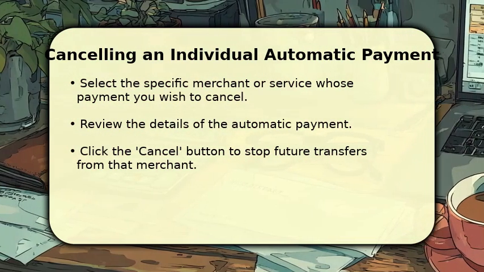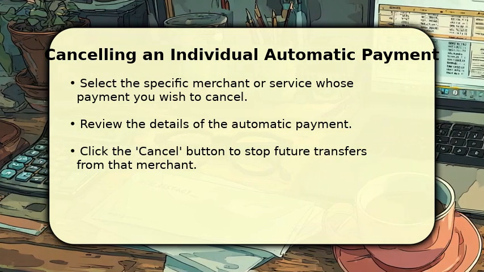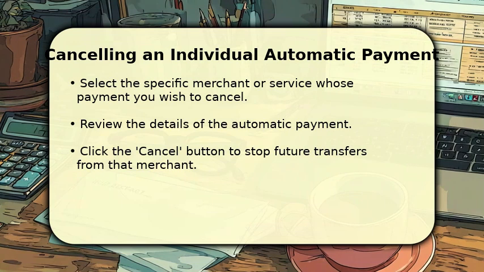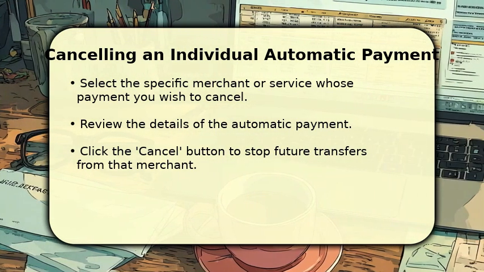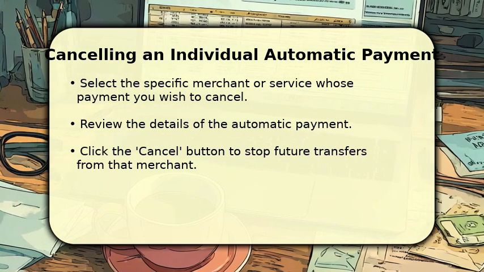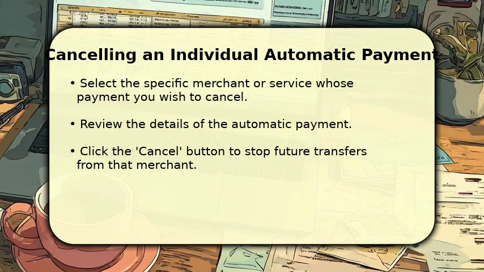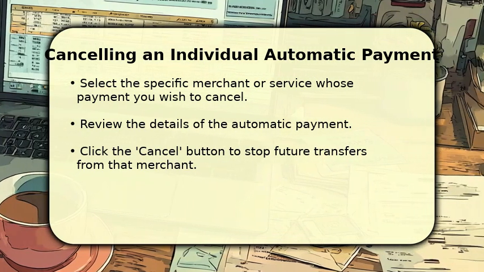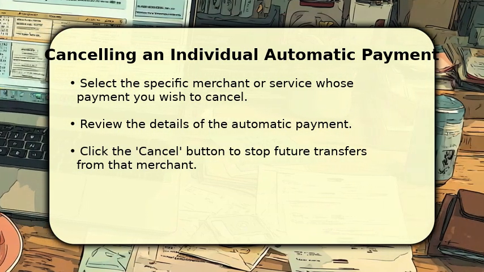Once you're in the Automatic Payments section, you'll see a list of all your active recurring payments. Simply click on the name of the merchant or service for which you want to stop the automatic transfer. This will open up the details for that specific payment. Look for a Cancel button, usually prominent on the page. Clicking this button will stop all future automatic transfers to that particular merchant. It's a quick and effective way to manage your subscriptions.